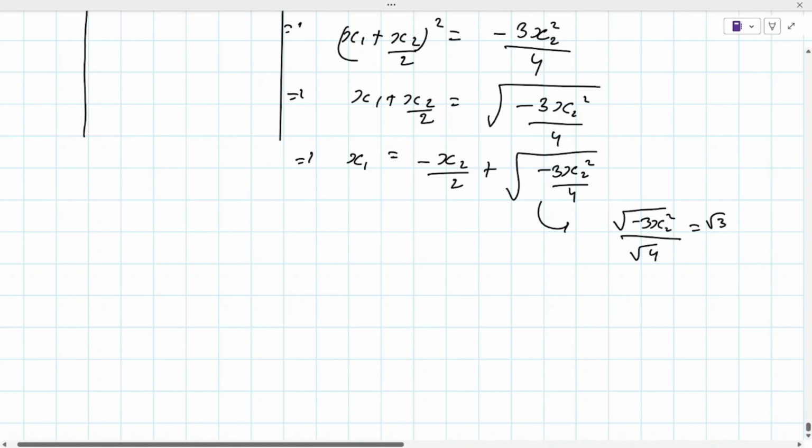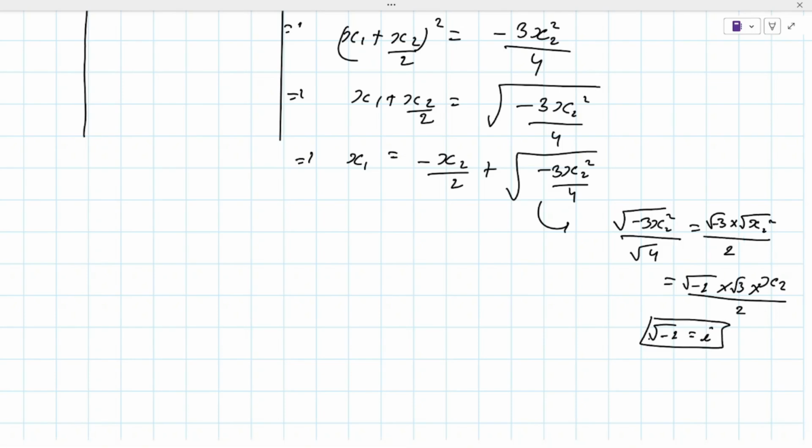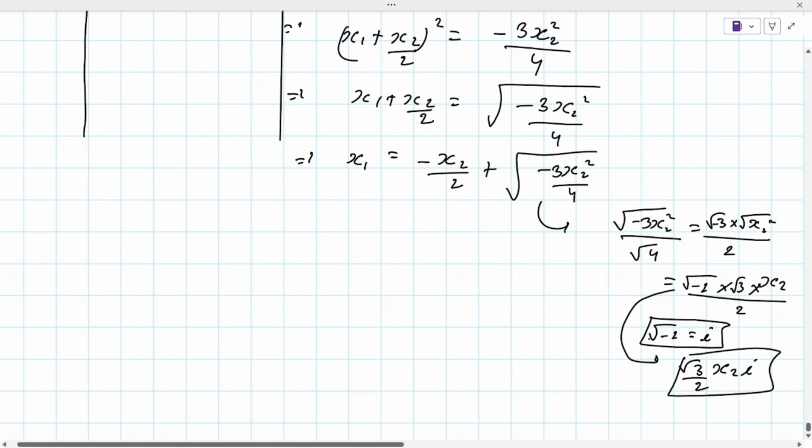This can be written as root under minus 3 into root under x2 square by root under 4, which means 2, right? And this one can be written as root under minus 1 into root under 3 into root under x2 square, which means x2 by 2, right? Here, as we know, root under minus 1 means iota, the imaginary one. So this part can be written as root under 3 x2 square by 2 into iota. Can we write like this?